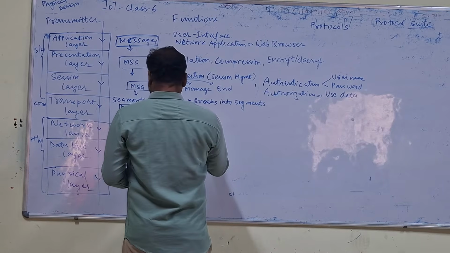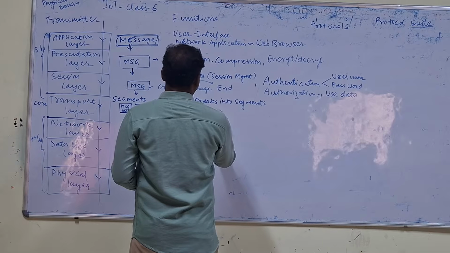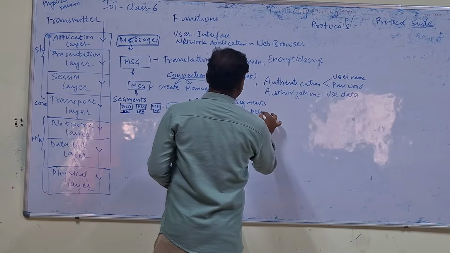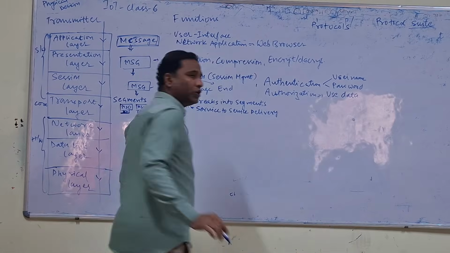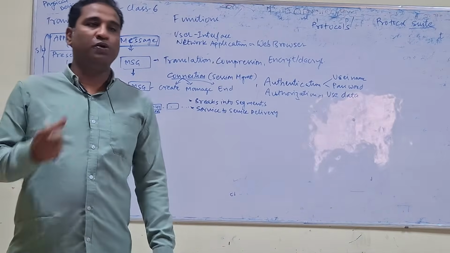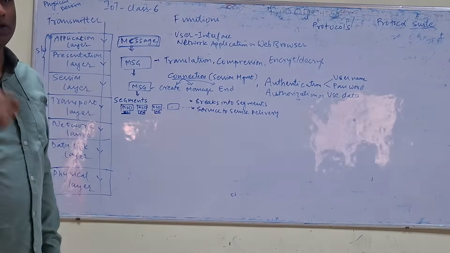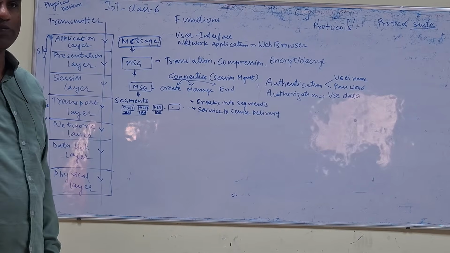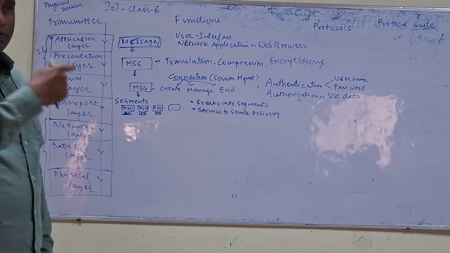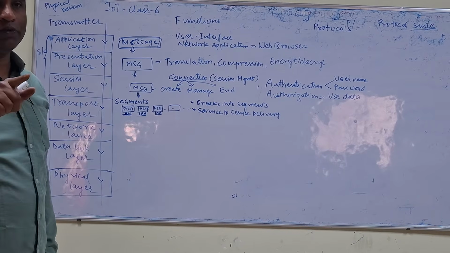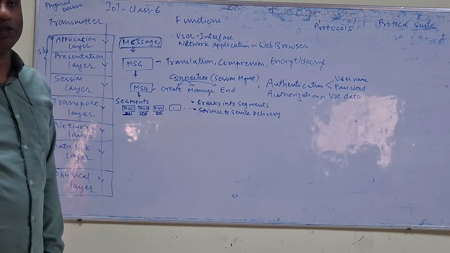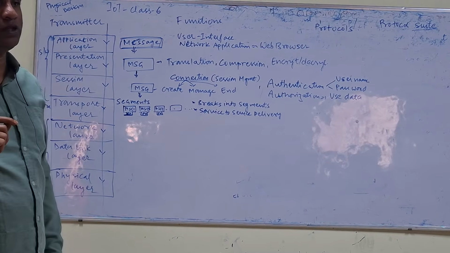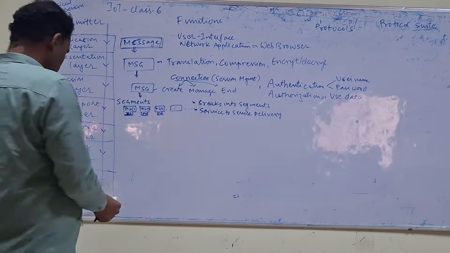And this is service to service delivery. I gave an example right now. You have opened a WhatsApp tab and a YouTube tab. Whenever the message comes, it has to go to the WhatsApp tab or the YouTube tab. That will be decided by the port number. So it is service to service delivery. Understood the idea of service to service delivery? Clear?